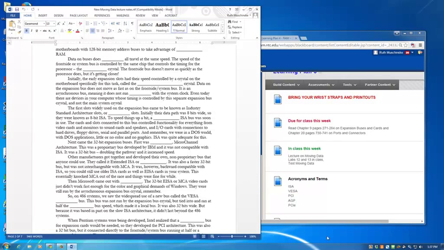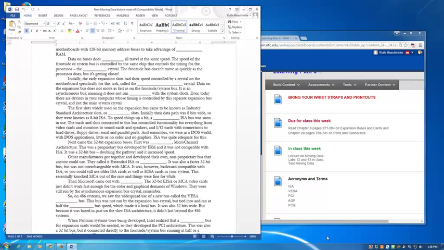The first slots widely used on the expansion bus came to be known as Industry Standard Architecture slots, or ISA slots. Initially, their data path was 8 bits wide, so they were known as 8-bit ISA. To speed things up, a 16-bit ISA bus was soon in use.